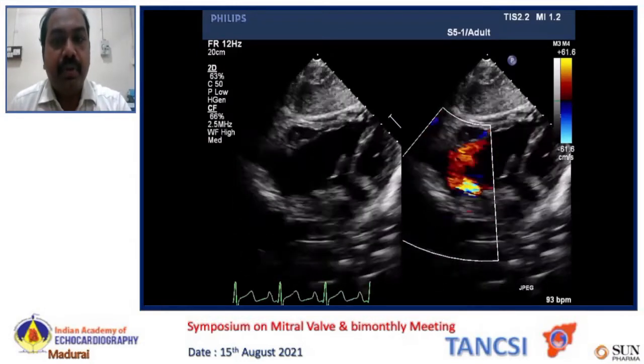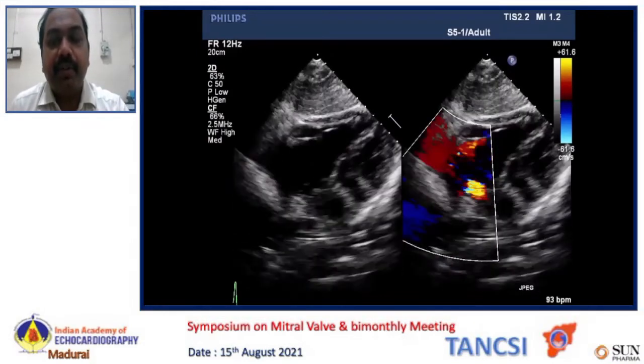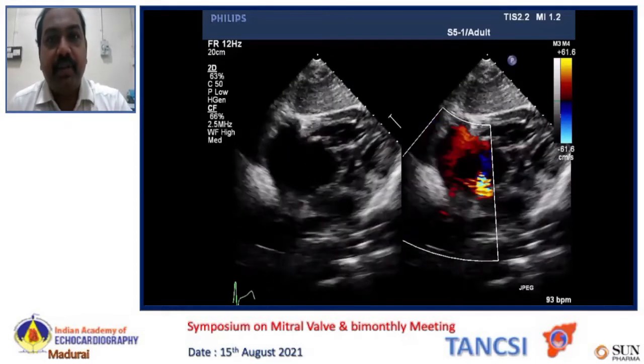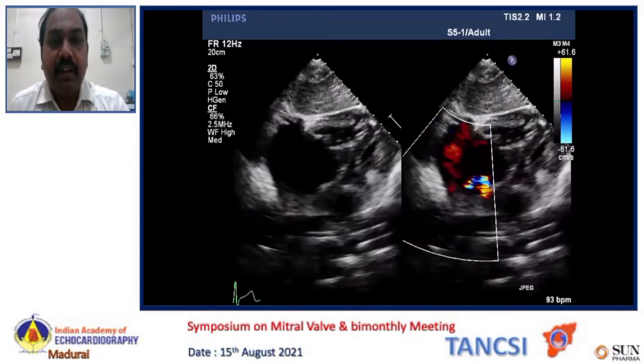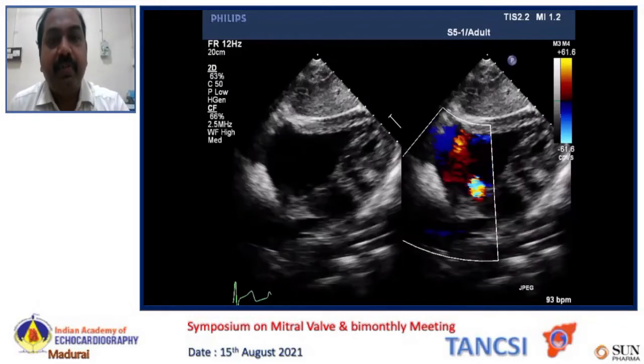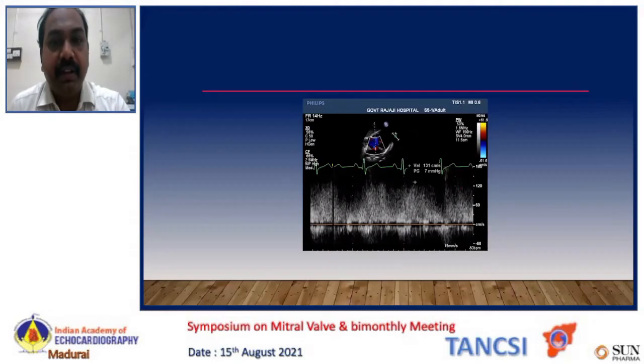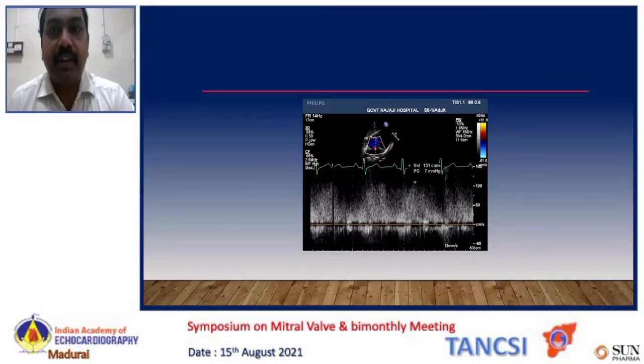A subcostal view shows the atrial septal defect, and we measure the gradient because in case of an atretic mitral valve, the main drainage of the left atrium will be into the right atrium. The mixing of blood occurs in the right atrium, so it should be a non-restrictive one. To measure the gradient, the gradient should be less than 5 mm Hg. If the gradient is more, we have to proceed for an atrial septostomy.